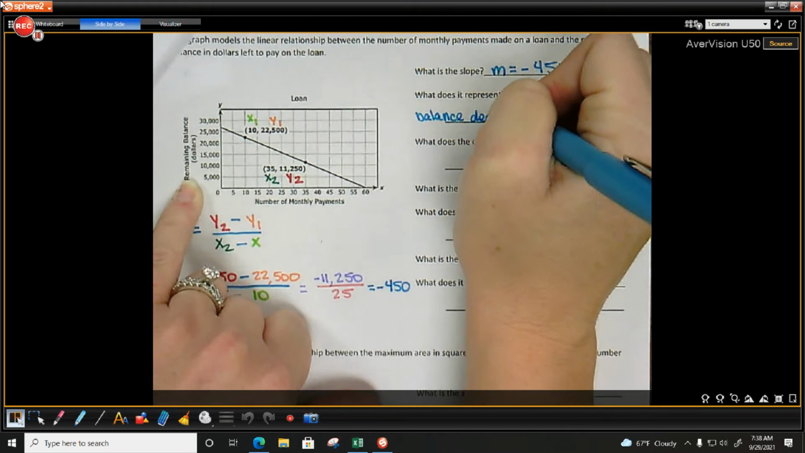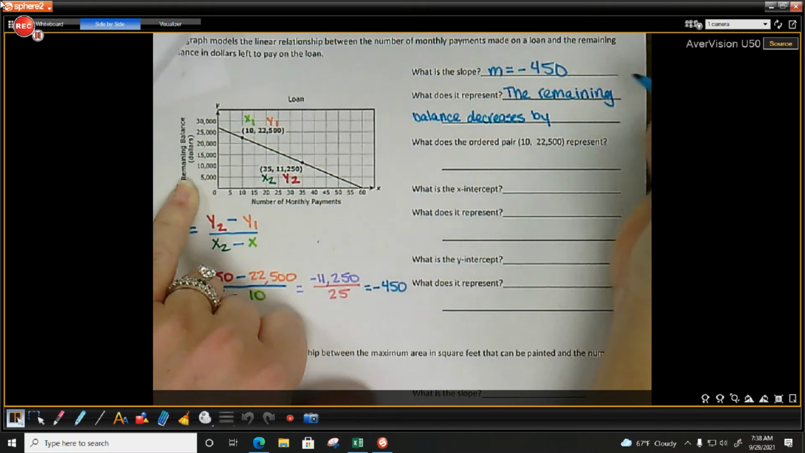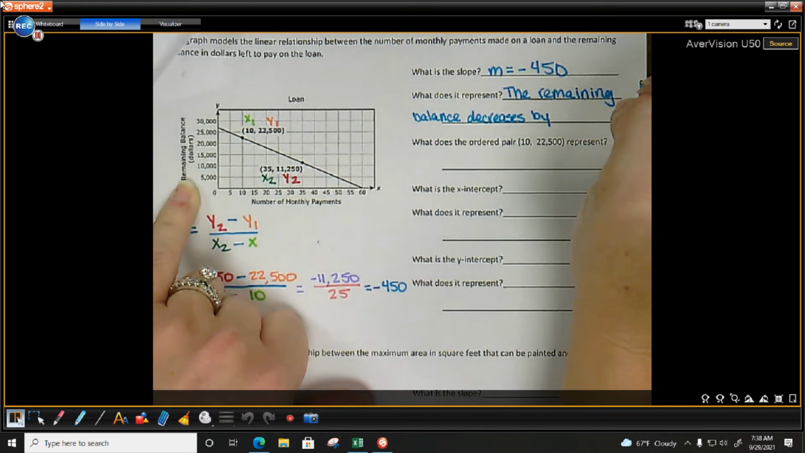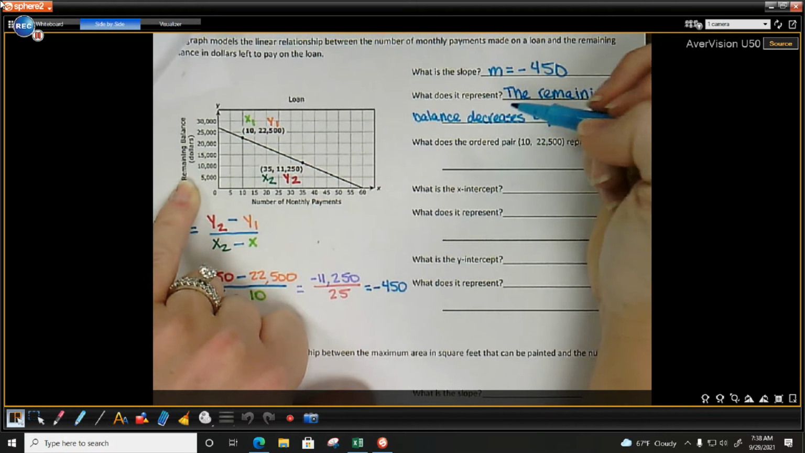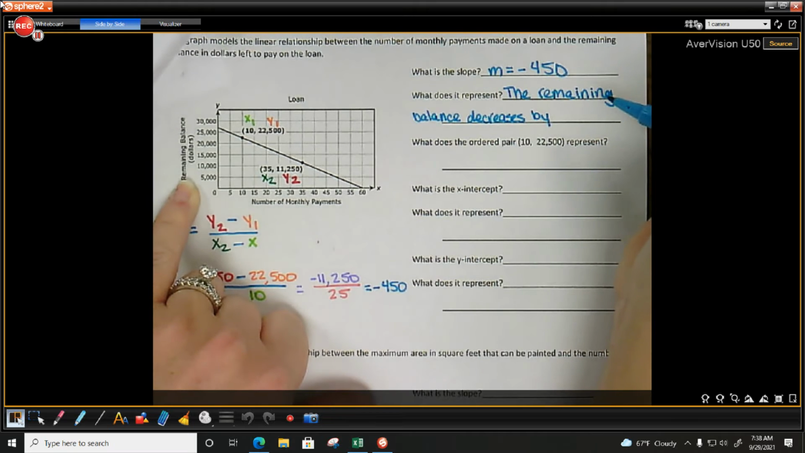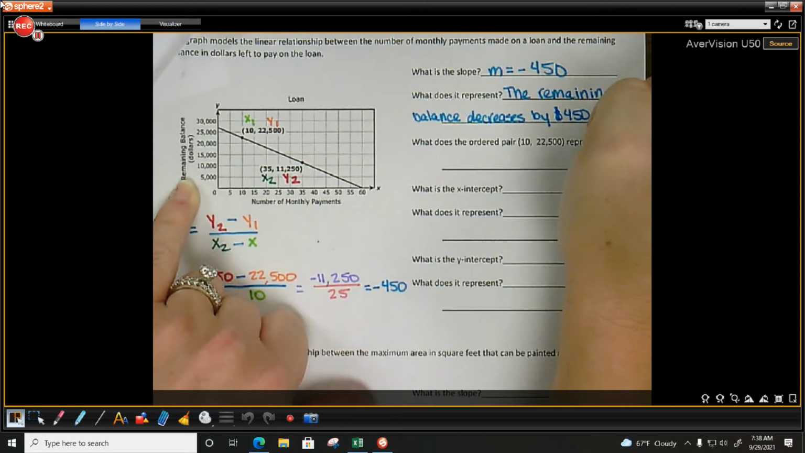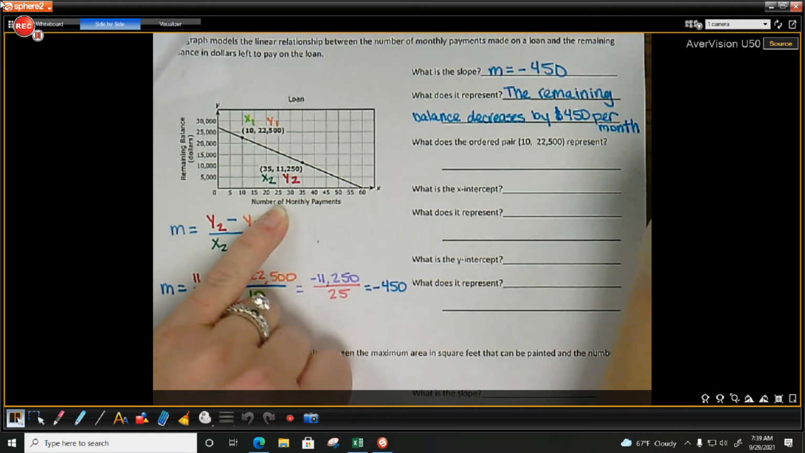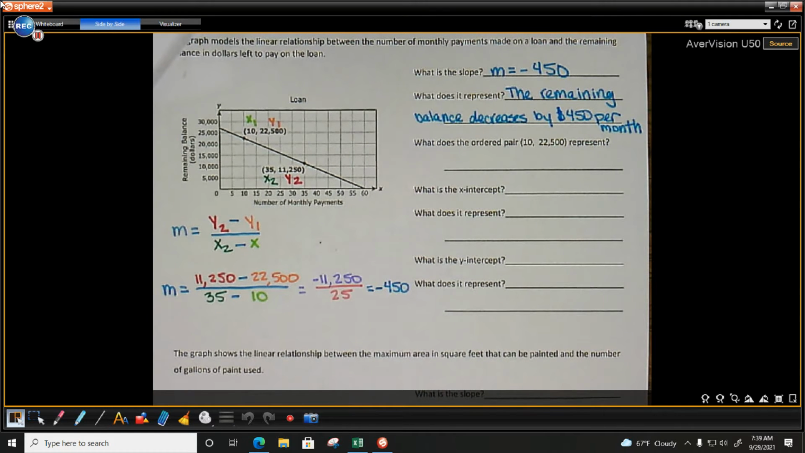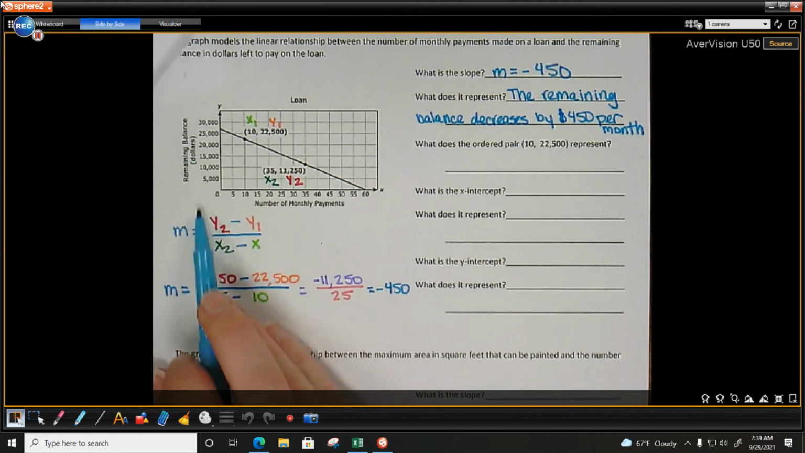So I'm going to say the remaining balance decreases by how much? Am I going to say negative 450? What does decreases mean? So do I need to put decreases and then negative 450? That's like having double negatives. Okay, decreases by $450 per month, because that's what your x is labeled. Again, when we are interpreting slope, it's y-axis per x-axis. Remaining balance per month.